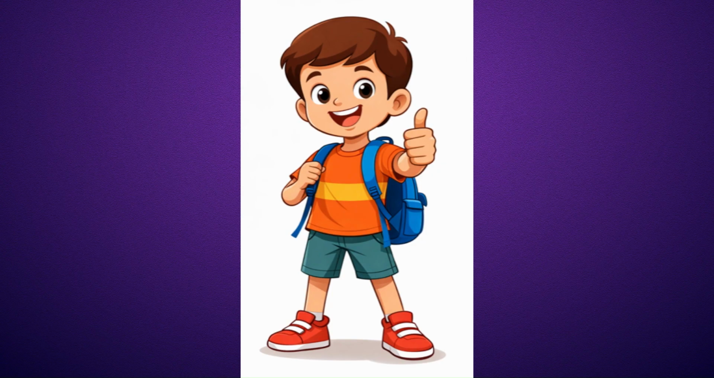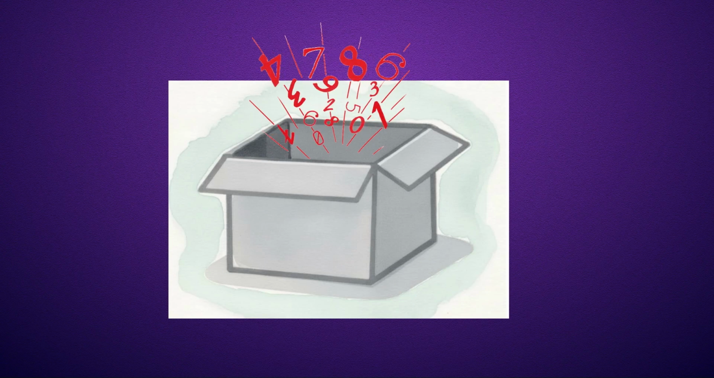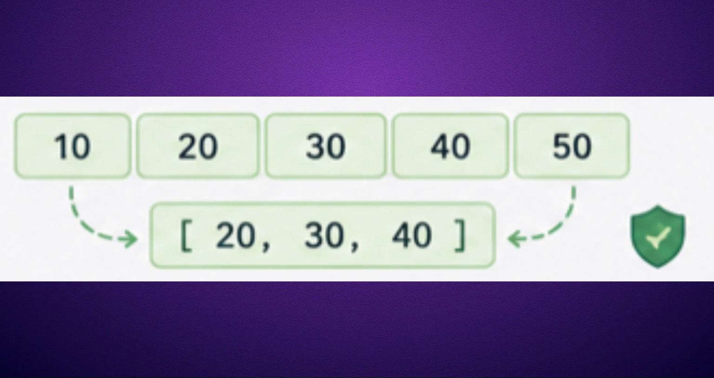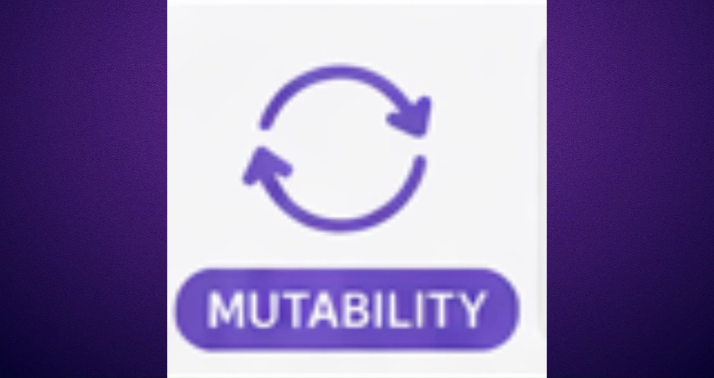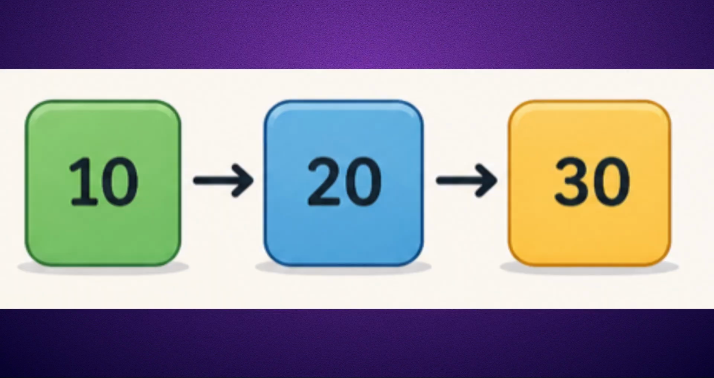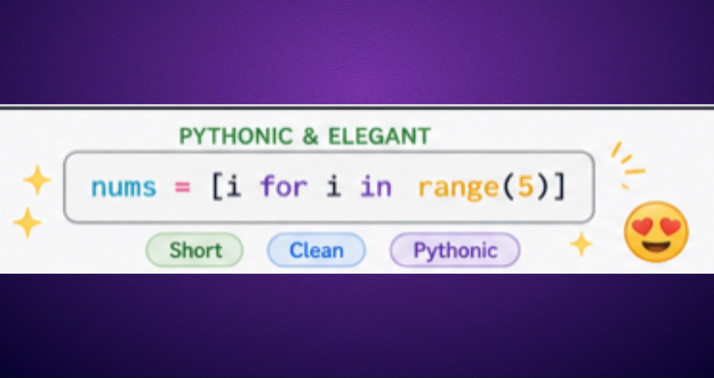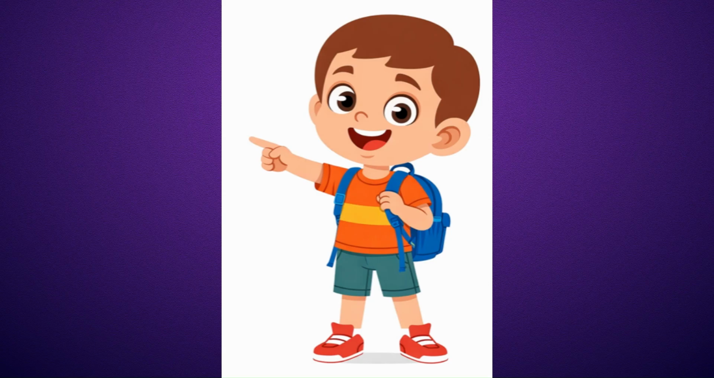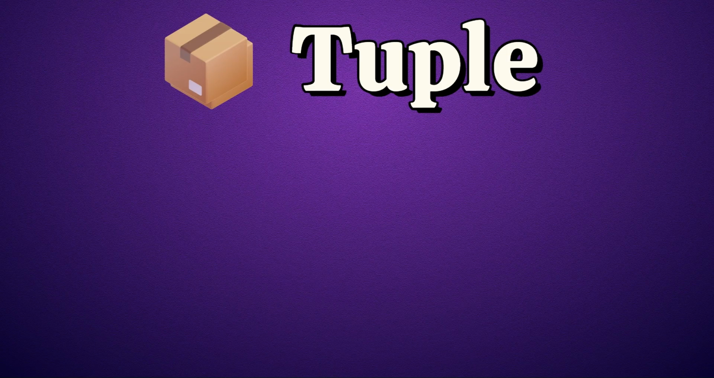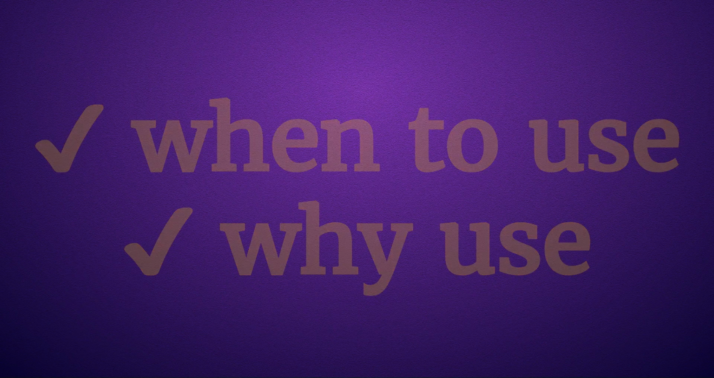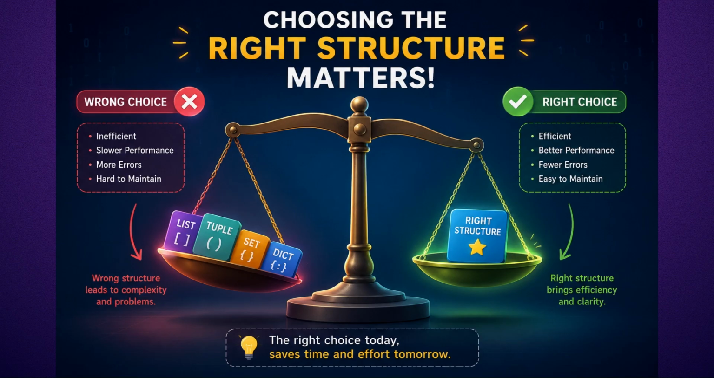Let's summarize today's session. Lists store multiple values, indexing accesses elements, slicing works with parts. Lists are mutable. Methods modify the data. Loops process the items. Comprehension simplifies the logic. This is a major milestone in your Python journey. In the next video, Alex will explore tuple, set, and dictionary. We will learn when to use each and why choosing the right structure matters.